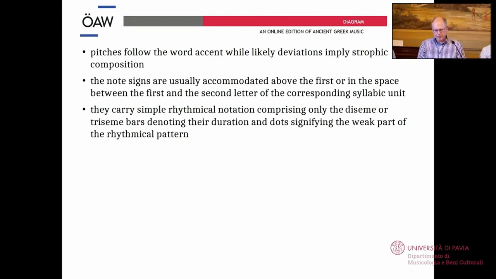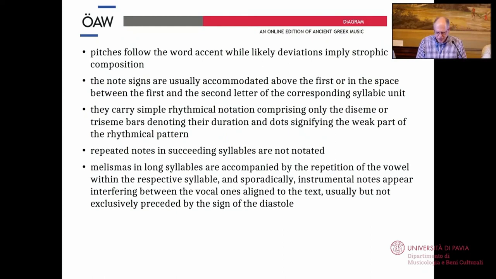Repeated notes in succeeding syllables are not notated. Melismas in long syllables are accompanied by the repetition of the vowel within the respective syllable, and sporadically, instrumental notes appear interfering between the vocal ones aligned to the text, usually but not exclusively preceded by the sign of the diastole. In general, the rhythm attends to the meter of the notated text.